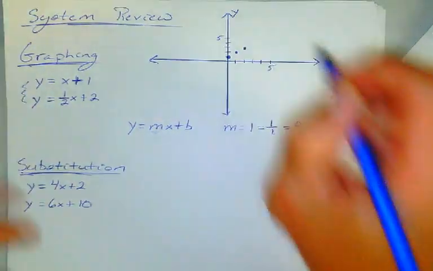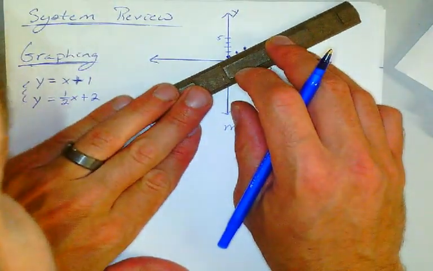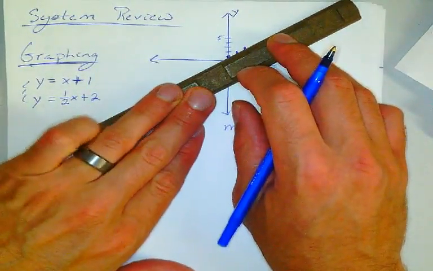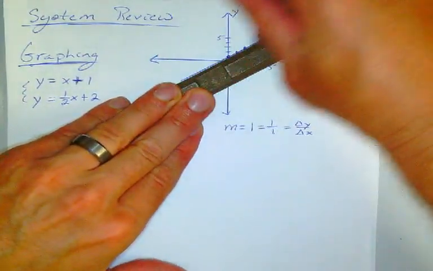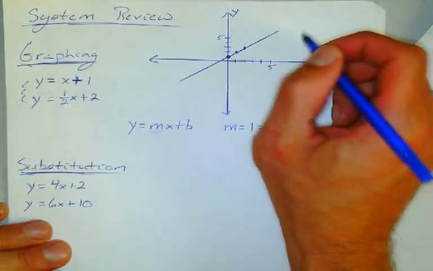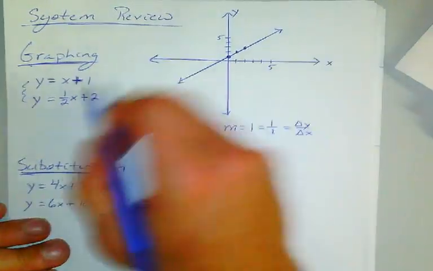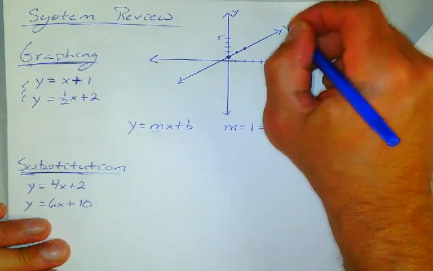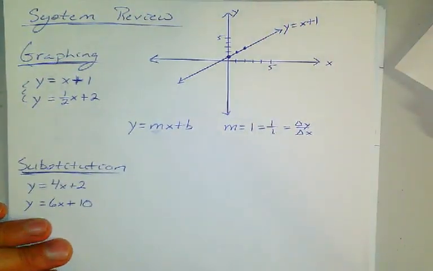Generally, once I have 3 points, I feel pretty confident. I connect them with my ruler, which in this case is a Lincoln log. Improvising. Connect them. Draw arrows on your lines. Label your line with its equation, y equals x plus 1. If you have colored pencils, use a different colored pencil.